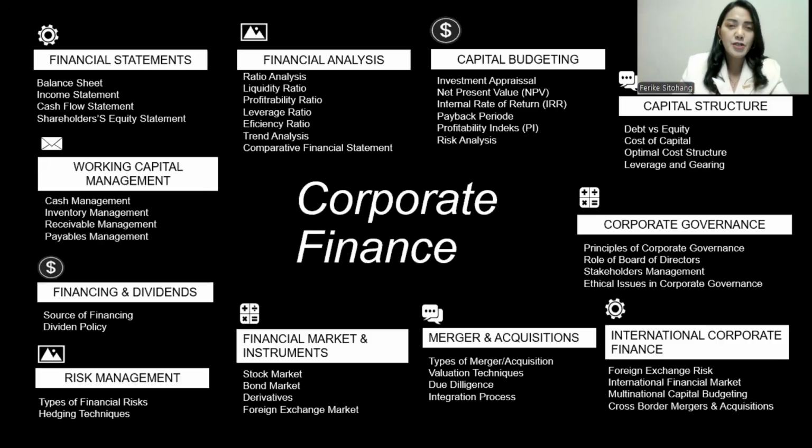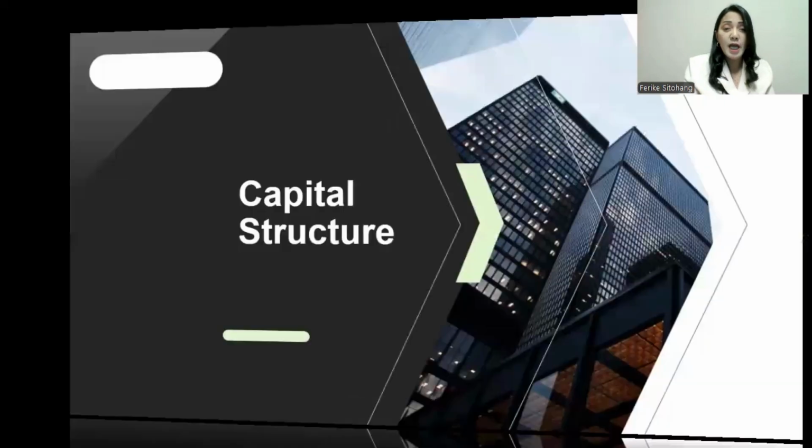So this diagram shows us the key roles of corporate finance, including financial statement, financial analysis, working capital management, financing and investment, risk management, capital budgeting, capital structure, corporate governance, financial market and instruments, merger and acquisition, and internal corporate finance. From these key roles, I would like to highlight two key roles of this corporate finance mapping, which are first capital structure and the second corporate governance. So let's move forward to the capital structure.